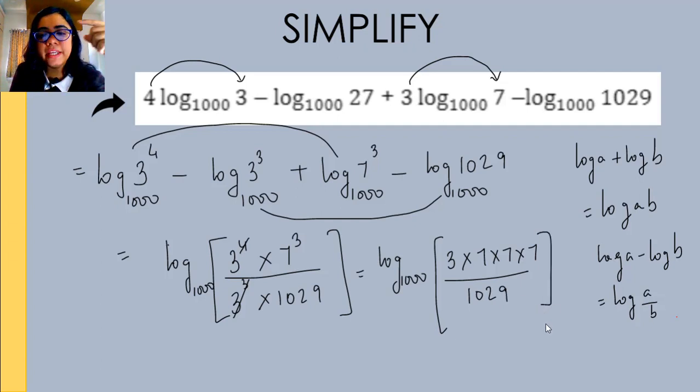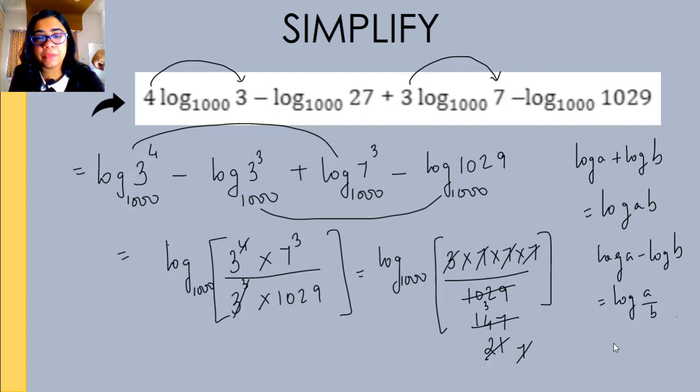Okay? Now, if I check, 1029 is divisible by 7. So 7 ones are 7, 7 ones are 7. This is 32. 7 fours are 28. 7 sevens are 49. Again 7 ones are 7. 3 ones are 3, 3 sevens are 21, and your 7 will get eliminated. Means what? All the numbers are getting cancelled. So your value will come out to be log 1 to the base 1000.